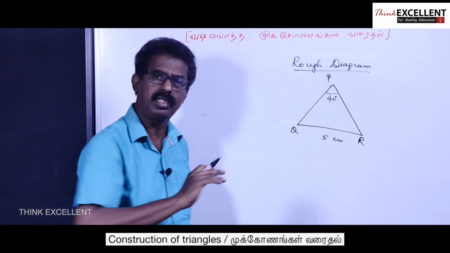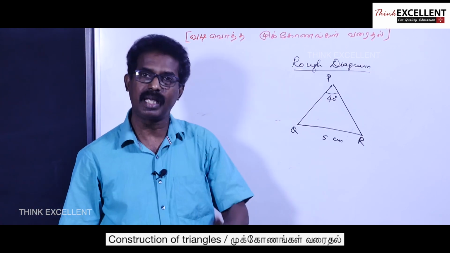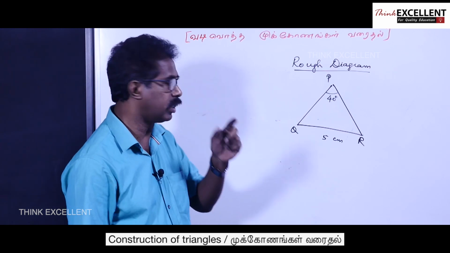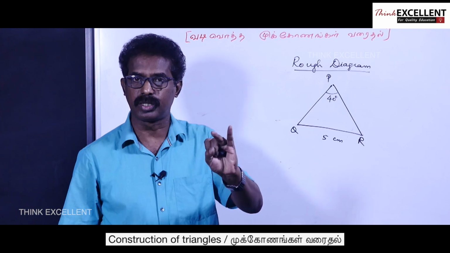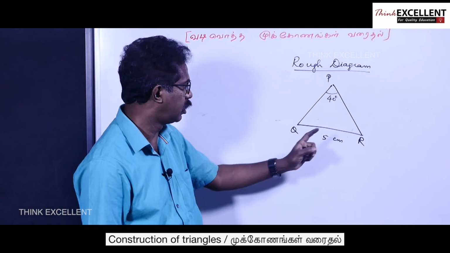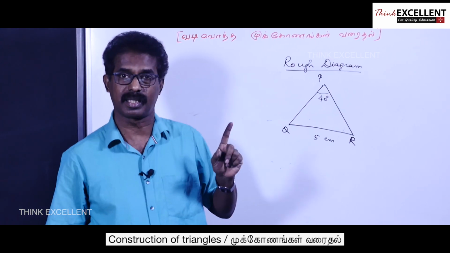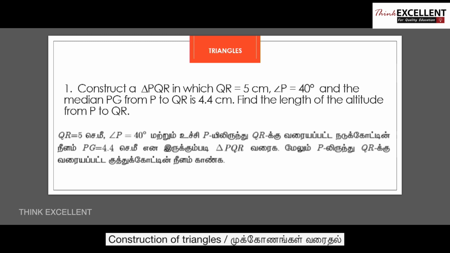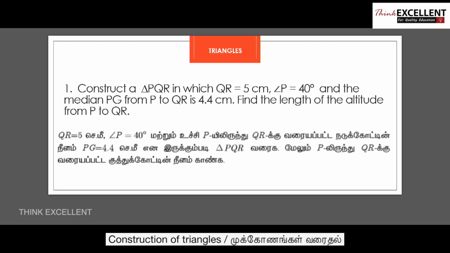Already I said, in all three questions these two will be given. They will give the base, and also the vertical angle. In addition to these two, they will give one more: either the median, or the altitude, or the perpendicular angle bisector where it cuts the base. So in this case, read it very carefully because two words are there. Median is there, altitude also there. Both the words are there.